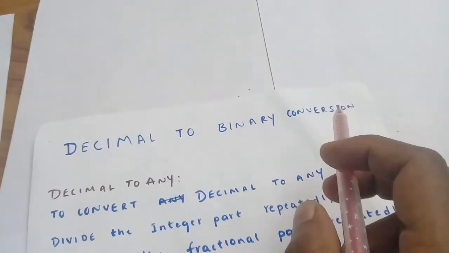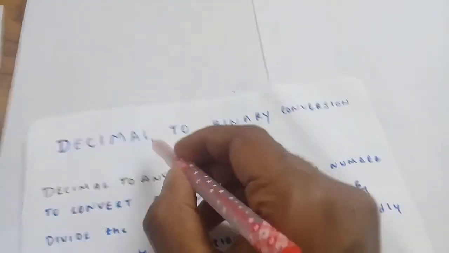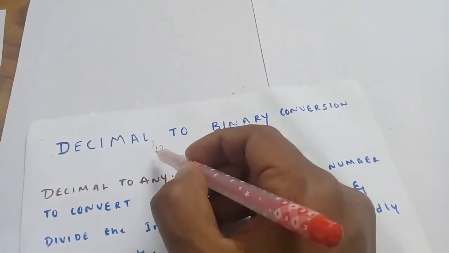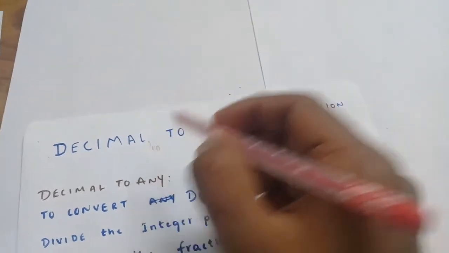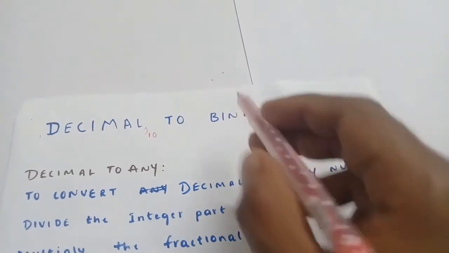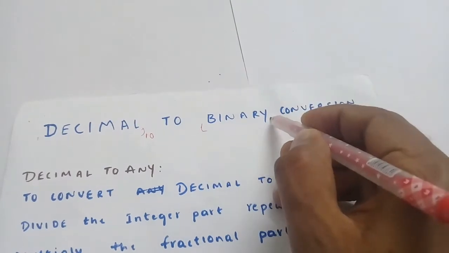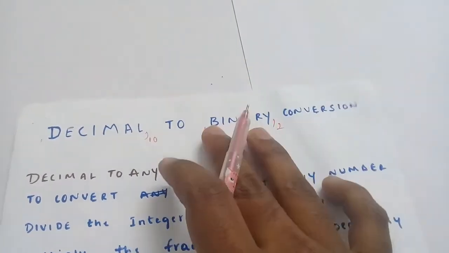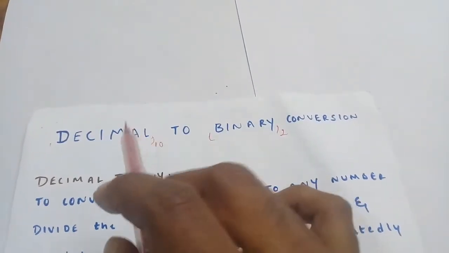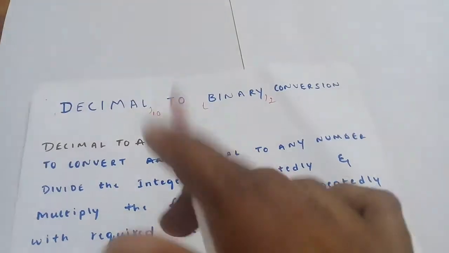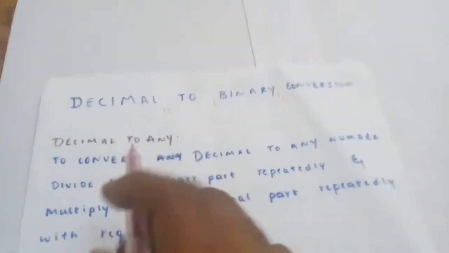Decimal to binary conversion. The number system with radix 10 is known as decimal number system. The number system with radix 2 is known as binary number system. How to convert a decimal number to a binary number? Radix 10 to radix 2.